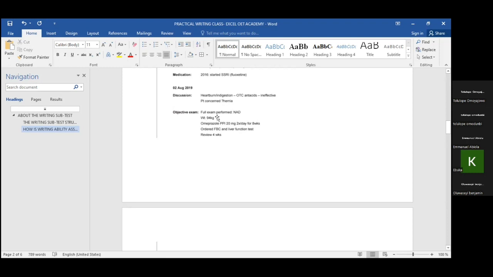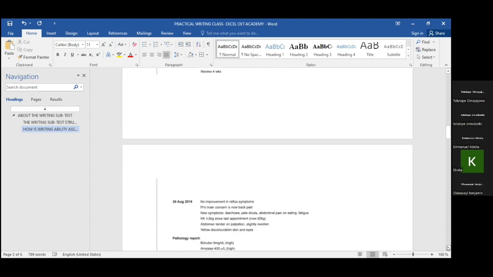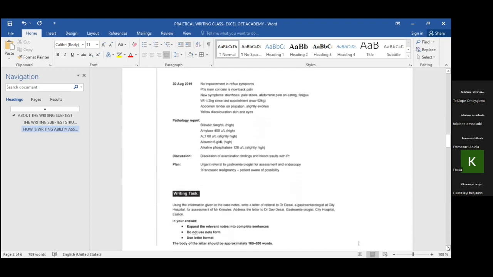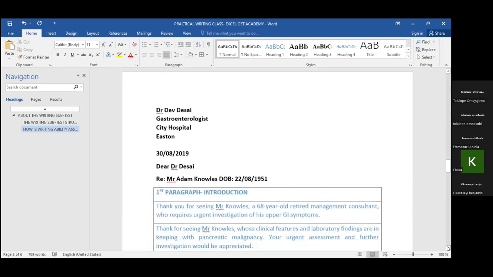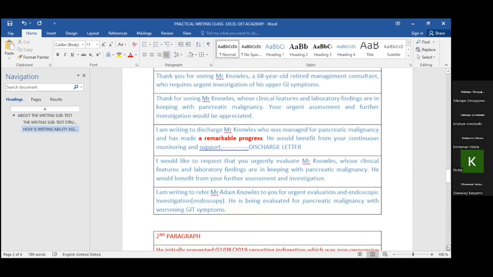Now let's go to the objective examination findings. So they said full examination, NAD, okay, weight 4 kg. Then the patient was now placed on omeprazole, okay, and then ordered full blood count and liver function test, and then was asked to be reviewed in 4 weeks' time. So now let's go to today's visit, to initial visit. Let's see how it was written, so that we'll see how to follow through. Okay. Now let's look at this.